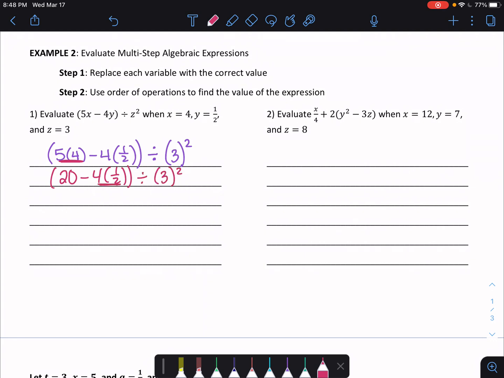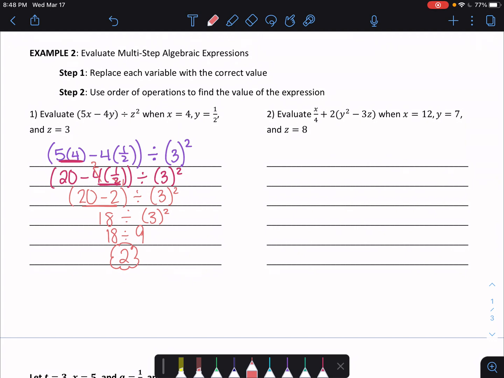Now I'm going to do my other multiplication. So I'm going to cross cancel 2 and 1. So I'm going to have 20 minus 2 divided by 3 squared. 20 minus 2 is 18 divided by 3 squared. So I did my grouping symbols all the way first. Now I can do my exponent. 18 divided by 3 squared is 9, and 18 divided by 9 is 2.